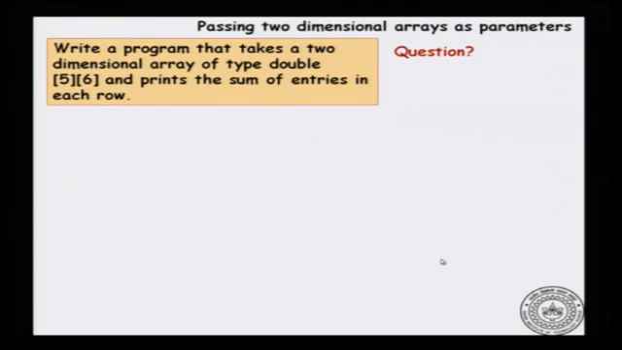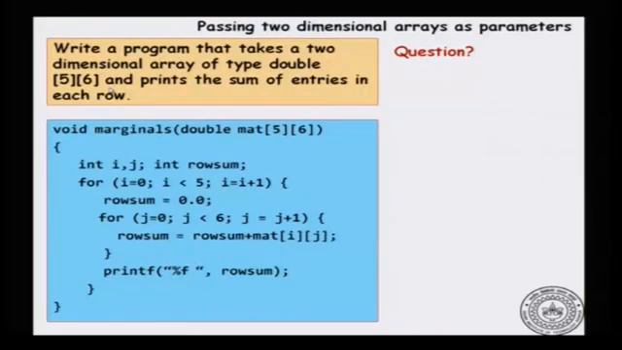In order to motivate that, let us introduce the problem of passing an array to a function, and look at the issue in greater detail. Suppose I want to take a 2-dimensional array of type double, 5 by 6, and print the sum of entries in each row. This is similar to a matrix program that we have seen much before. Given a 2D matrix, for each row you have to find the sum of elements and just print it out. In mathematics this is often called marginals. So, let us just compute the marginals.